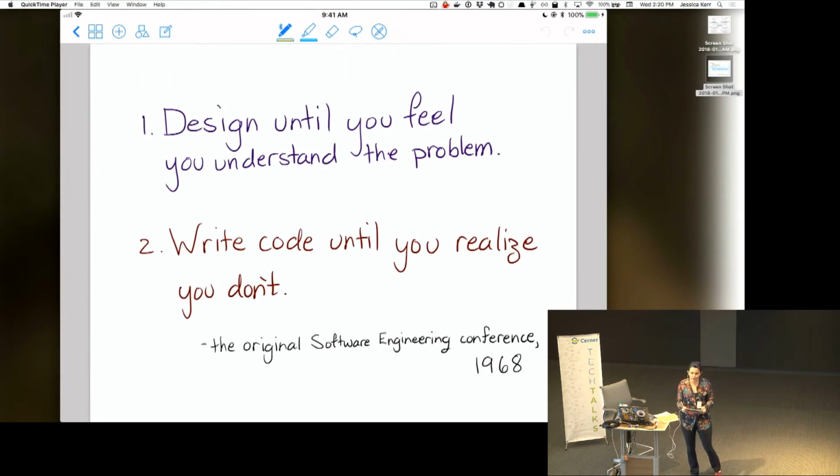This is from the original software engineering conference, like when the word was first coined in 1968. Design until you feel you understand the problem. Write code until you realize you don't. Repeat. That is totally how it works.